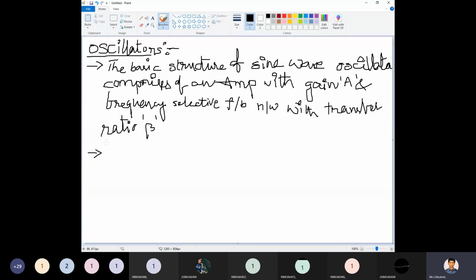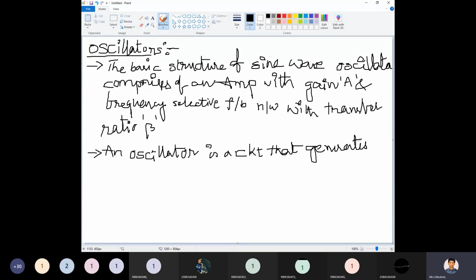An oscillator is a circuit that generates repeated waveforms of fixed amplitude and frequency without any external input signal.